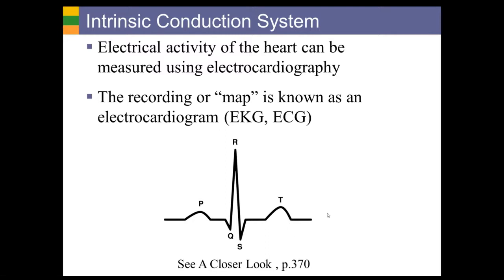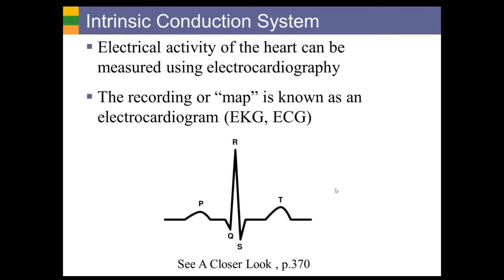So what's missing? Shouldn't there be 4 waves? We have depolarization of the atria, depolarization of the ventricles, repolarization of the ventricles. Well, what's missing is the repolarization of the atria. Well, that's obscured by the QRS complex, so we won't see that on the EKG.